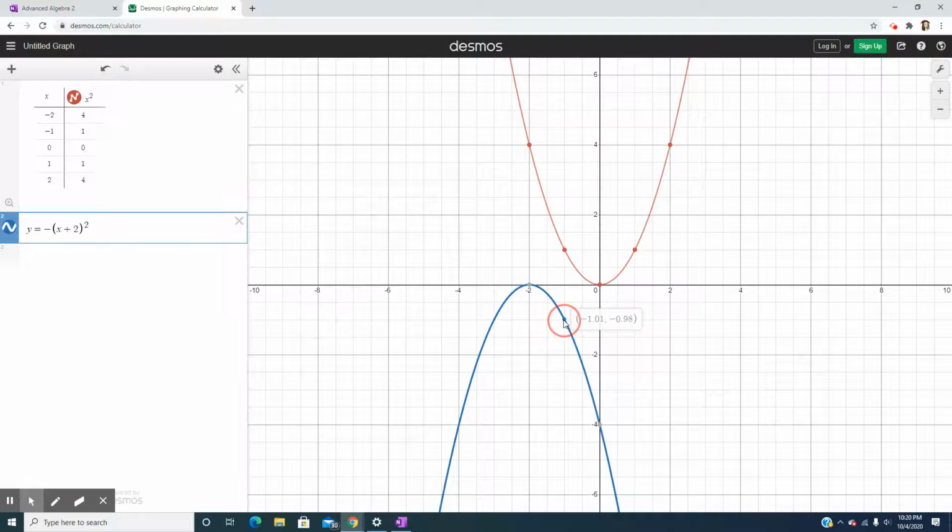It's not really going to that point right there. Negative 1, negative 1, negative 1. The point that was at negative 1, positive 1, shifts to the left 2 units, and then reflects across the x-axis.